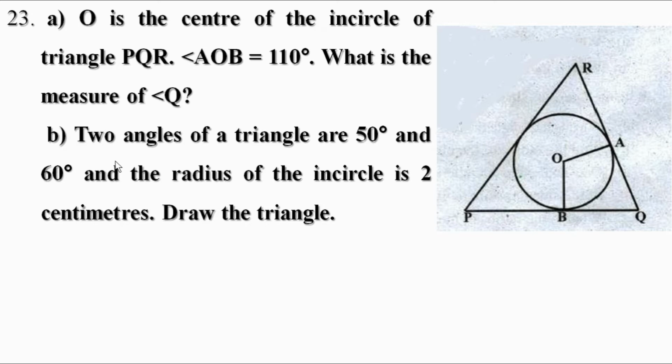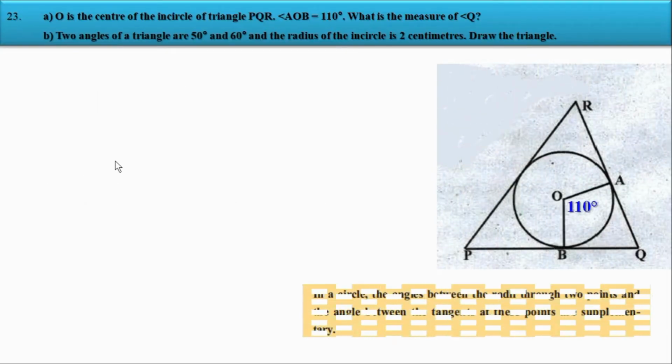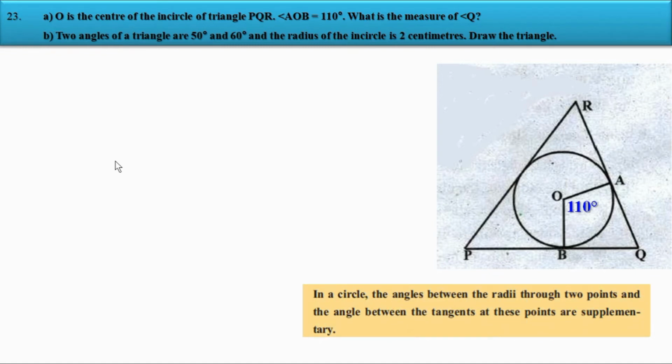Draw the triangle. Given that angle AOB equal to 110 degrees. In a circle, the angle between the radii through 2 points and the angle between the tangents at these points are supplementary. Therefore, angle Q and angle AOB are supplementary. Therefore, angle Q equal to 180 minus angle AOB, that is 180 minus 110, that is equal to 70 degrees. That is angle Q equal to 70 degrees.